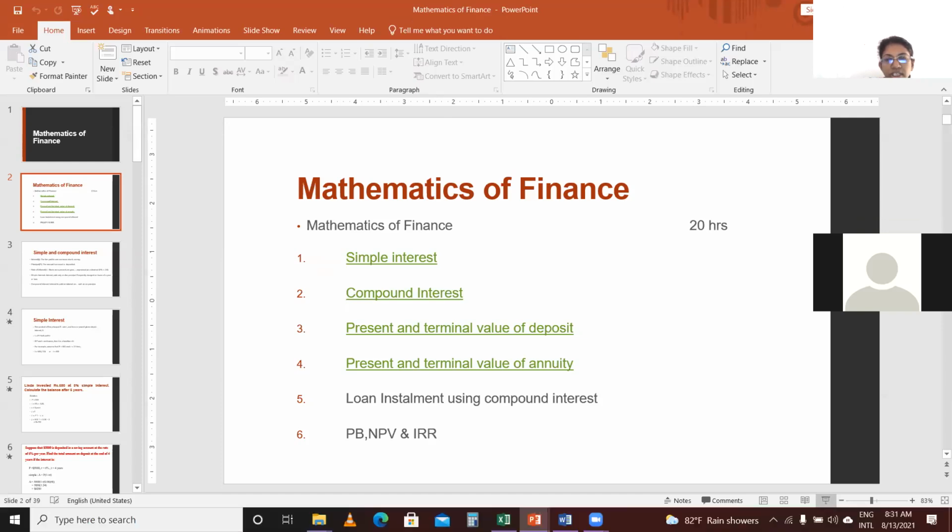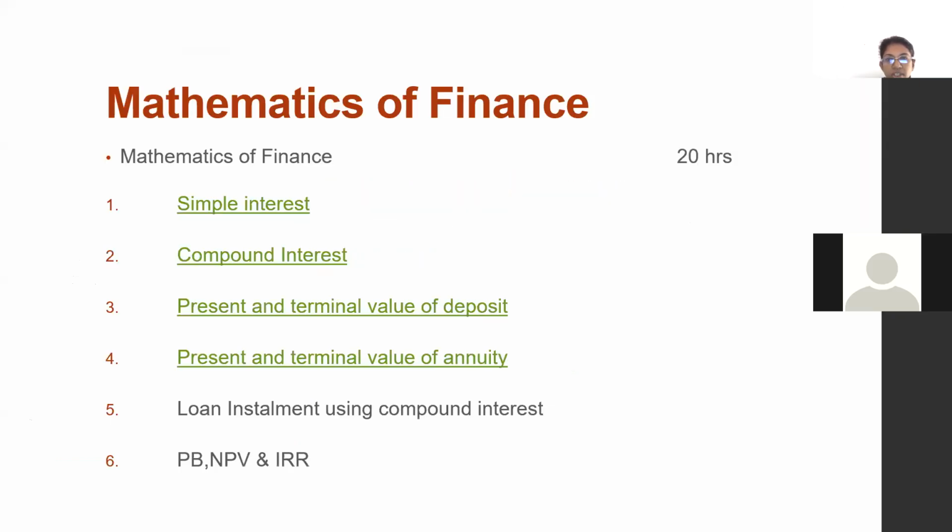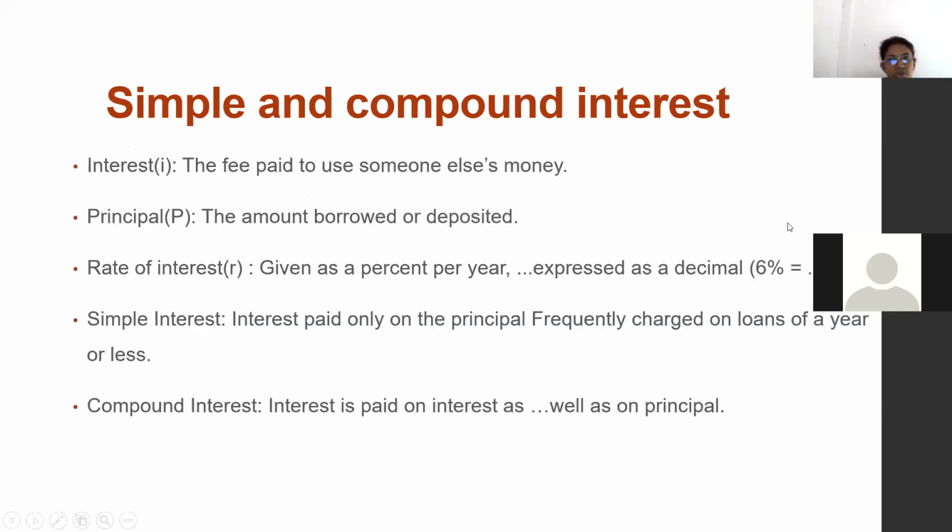I told you that this mathematics of finance will cover only 20 hours of your session from the total mathematics time. Under that, we are going to cover simple interest, compound interest, present and terminal value of deposit, present and terminal value of annuity, loan installment using compound interest, and payback, NPV, and IRR, right? So first we are going to learn the simple interest rate.